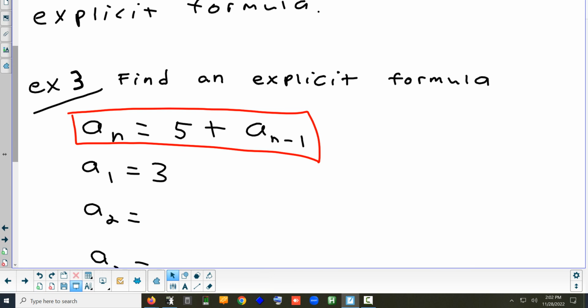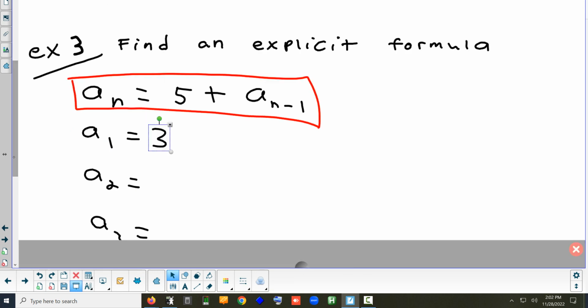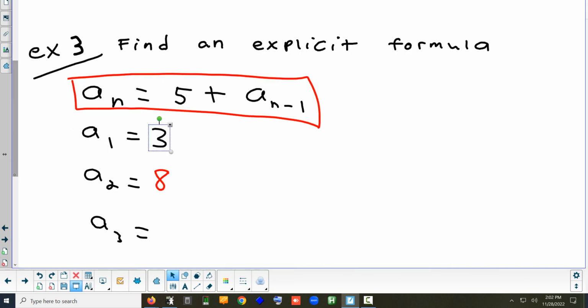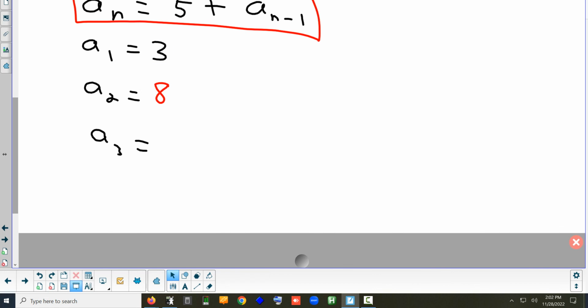So if we want the second term, add 5 to the one before it, and what do we get? 8. If we want the third term, add 5 to the one before it, and we get 13. Let's do one more. What would be my next term? 18. So those are the terms. The goal is to figure out a different formula.